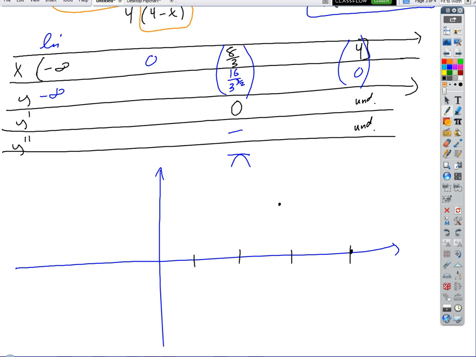0, okay? That's a root, so that's helpful. And so if I sketch this thing, doesn't it just kind of do something like that? Because the concavity never changes, right? It's always concave down. Make sense?